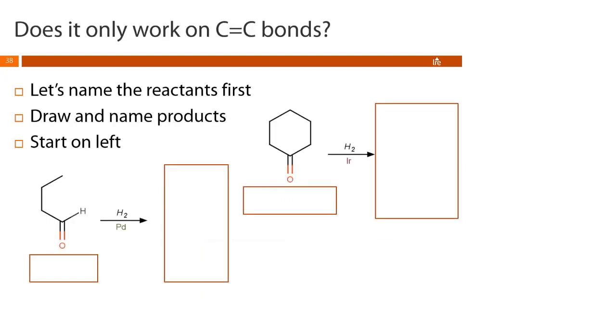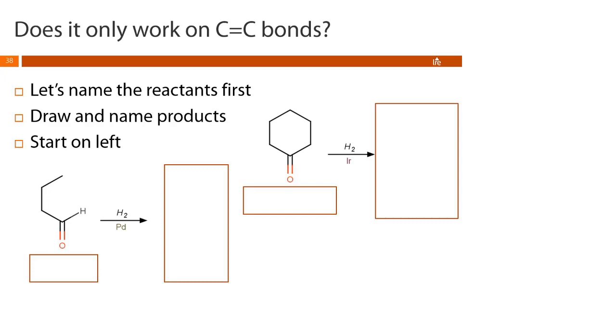Okay, so like I said earlier, this reaction works on carbon-oxygen double bonds, just like it works on carbon-carbon double bonds. So go ahead and pause this video and see if you can finish out both of these reactions. Give me IUPAC names for both of our reactants and draw and give names for both of the products. Okay, let's see what you came up with.